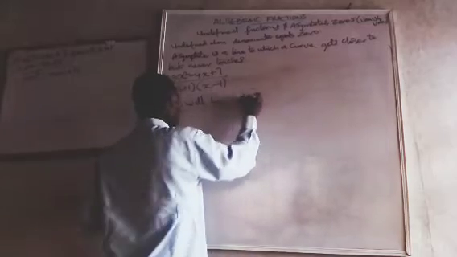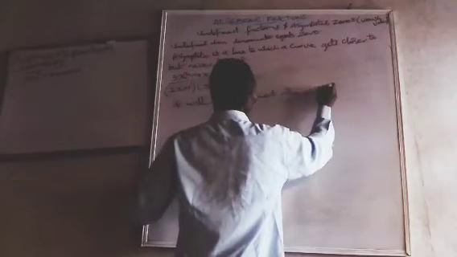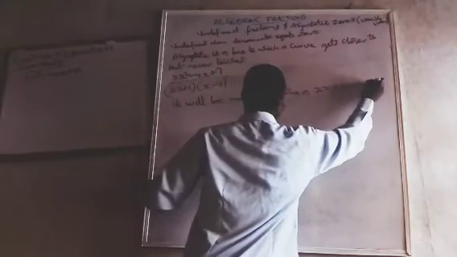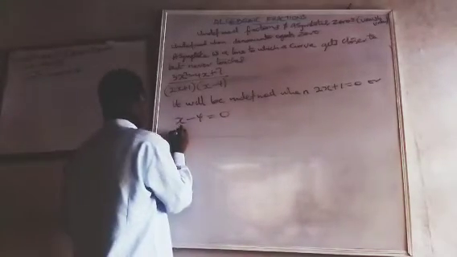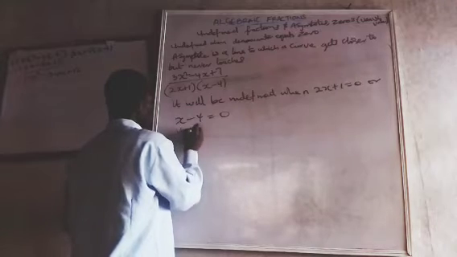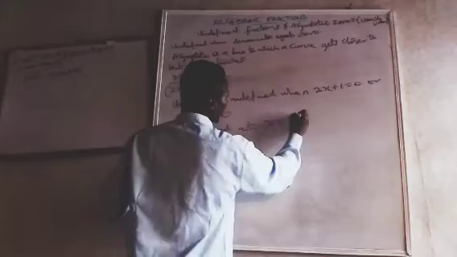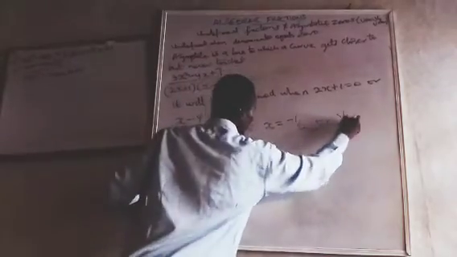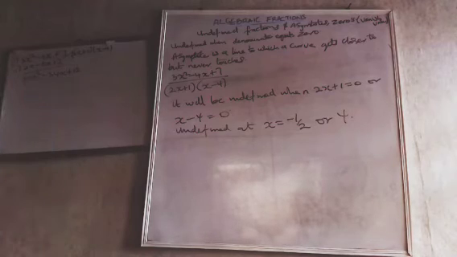It will be undefined when 2x plus 1 equals 0 or x minus 4 equals 0. So it will be undefined at x equals minus half or 4. Very easy and straightforward. It will be undefined at x equals minus half or 4.